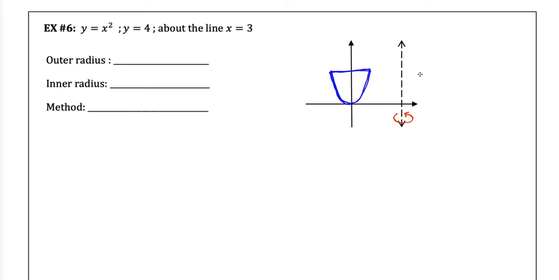Okay, so little r would be from here to the object. Big R to the outside of the object.